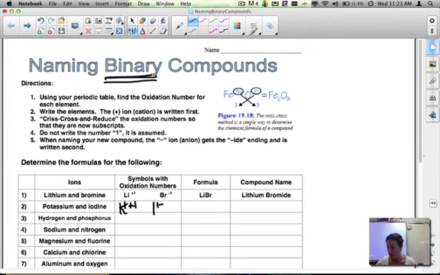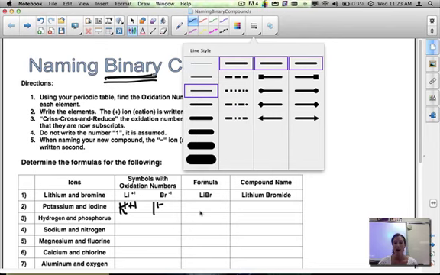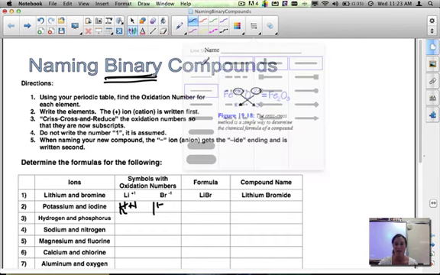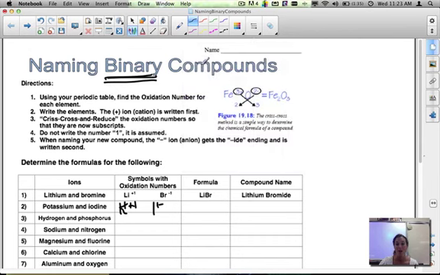So I'm going to write KI for my formula. Now to name this, following the example of the first one, you name the first element. So I would just say potassium. Your second element is iodide. All right, pause the podcast, and I want you to try number 3 on your own. I am going to continue, though.